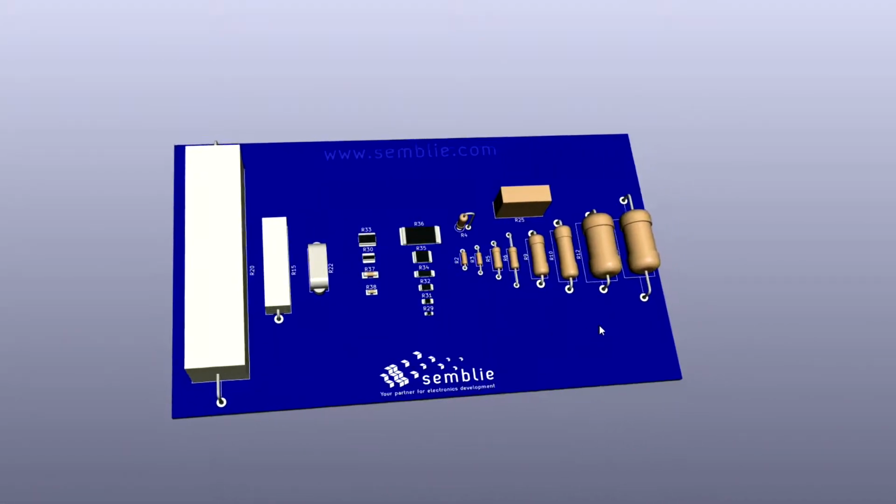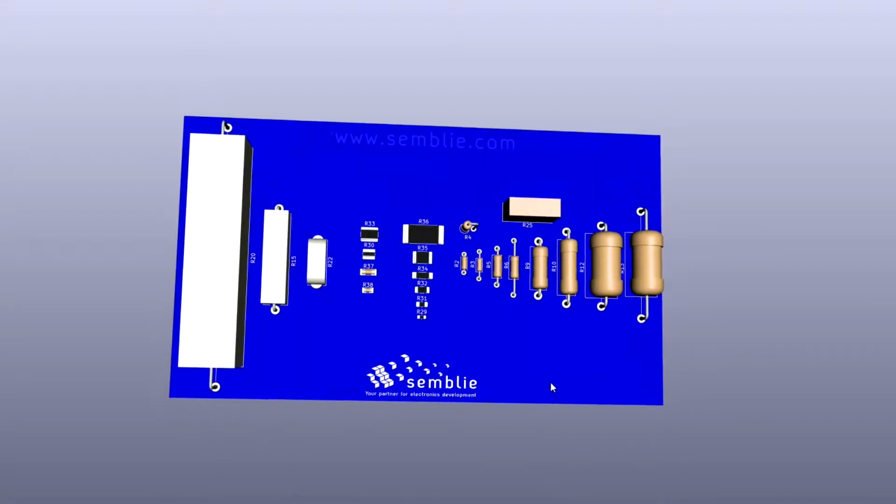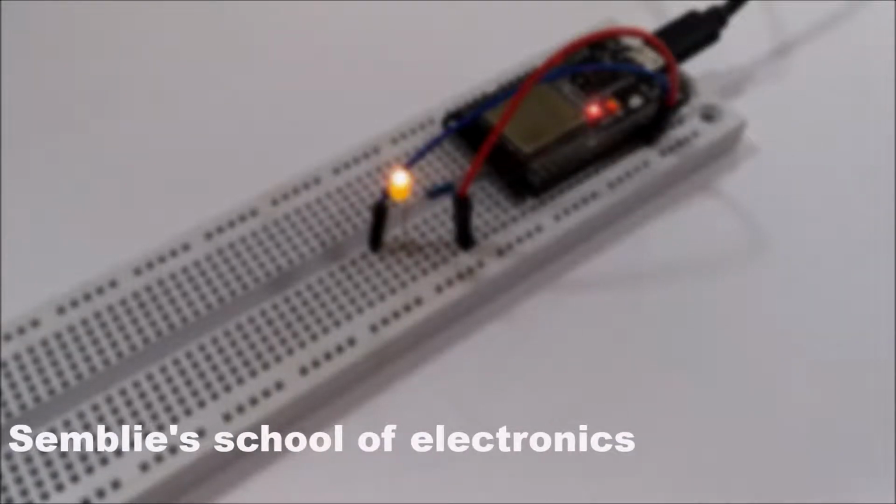The topic of today's video is an electrical component that every electrical engineer should be familiar with, the resistor. This is Semblie, and welcome to our third lesson on electronics and PCBs.